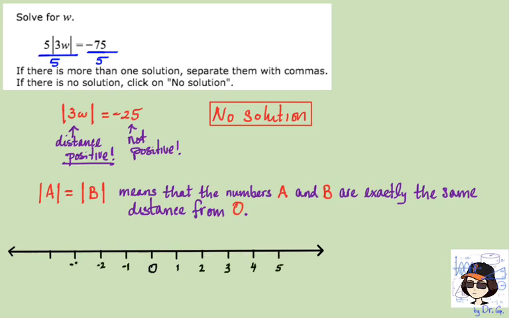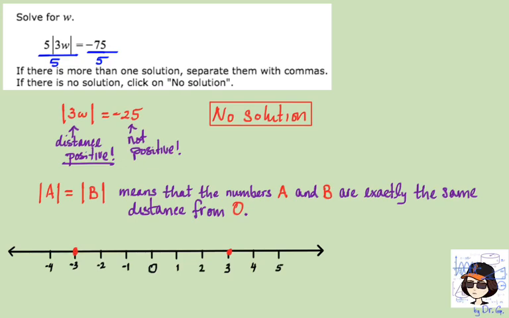So here's my number line. I'm just going to show you an example of two numbers that are the same distance from 0. So take the number positive 3. What's another number that has that same distance away from 0? So positive 3 is a distance of 3 away from 0. Well, we know that negative 3 is also a distance of 3 away from 0. So 3 and negative 3 are the same distance from 0.